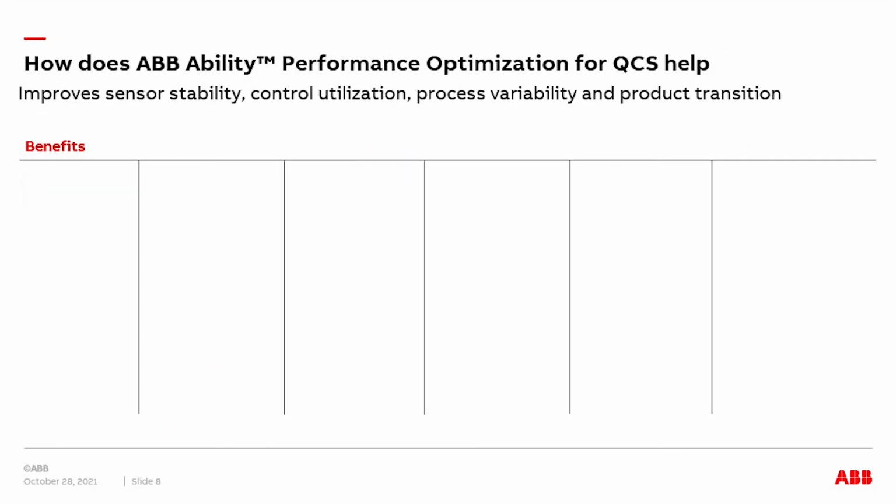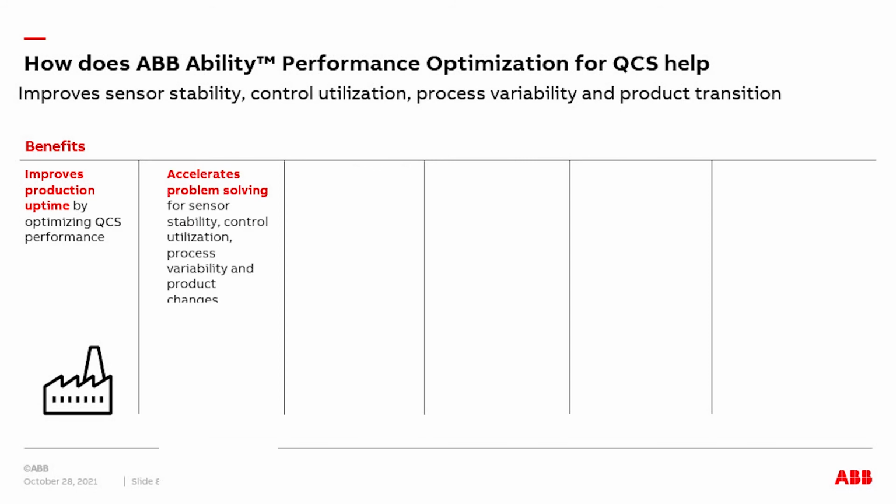These are some of the key benefits of the performance service for the QCS. It improves production uptime by optimizing the QCS performance. It accelerates problem solving. Once you have an issue, you can just navigate to it, or you can get alerts, and based on that, you can take action in a faster way.